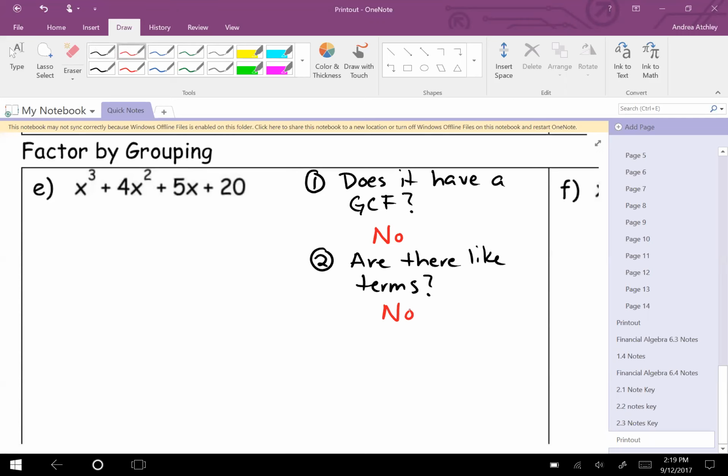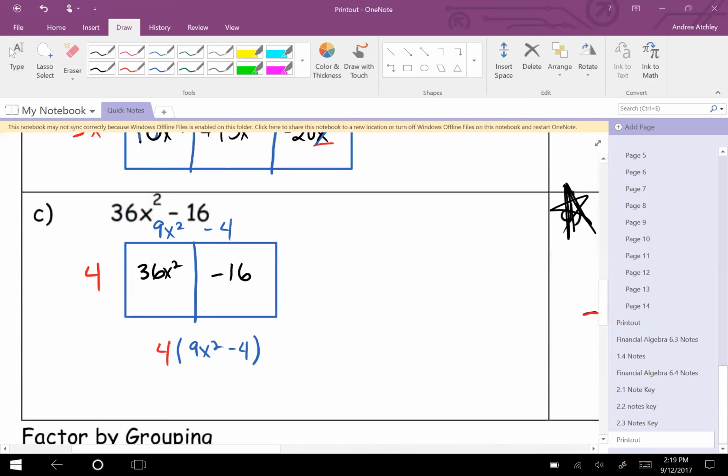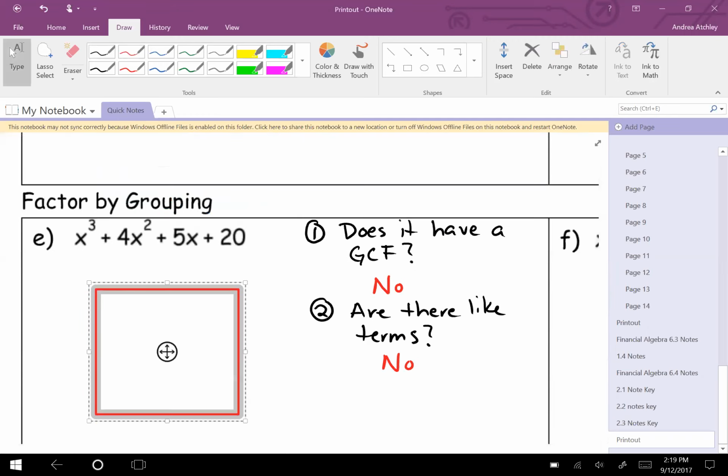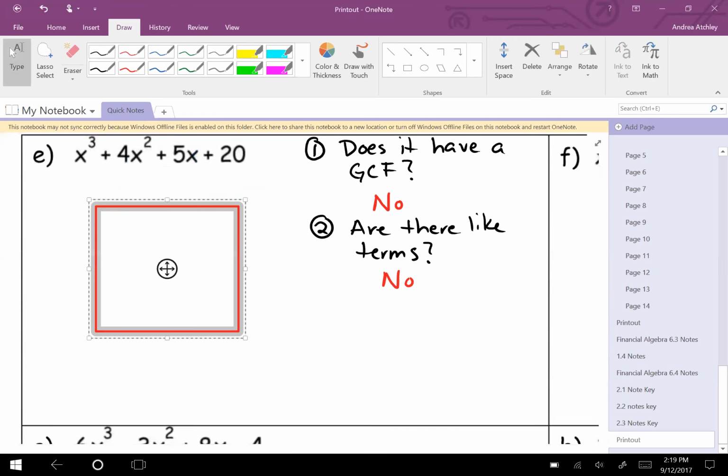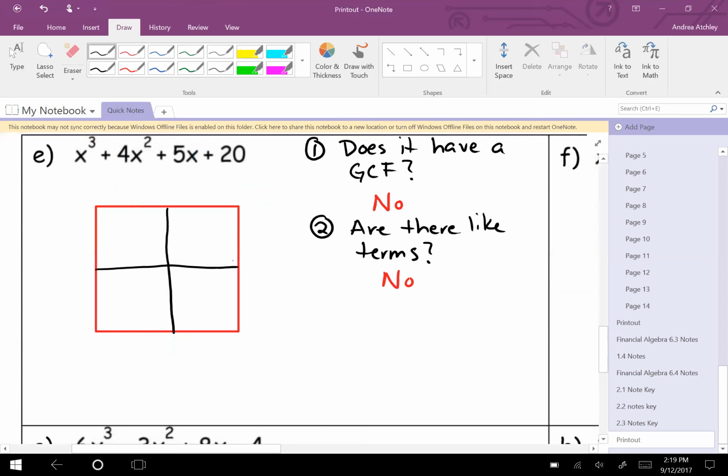Okay, so now we're going to factor by grouping. Since there's 4 terms, we're going to factor by grouping. If you notice, the other ones we were dealing with only had 2 or 3 terms, and there was a GCF. Here, since there's no GCF and there's 4 terms, we're going to factor by grouping. And so we're going to draw the box like we have been, because it's an area. We gave you an area. So this is x cubed. This is 4x squared. This is 5x, and this is 20.